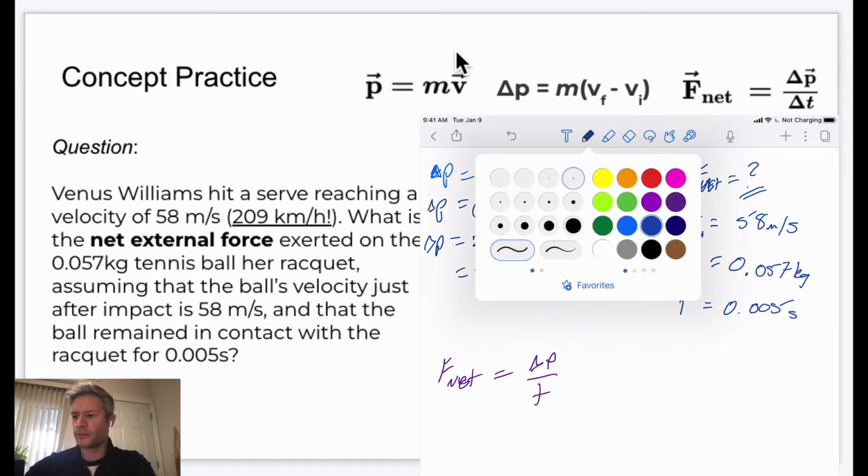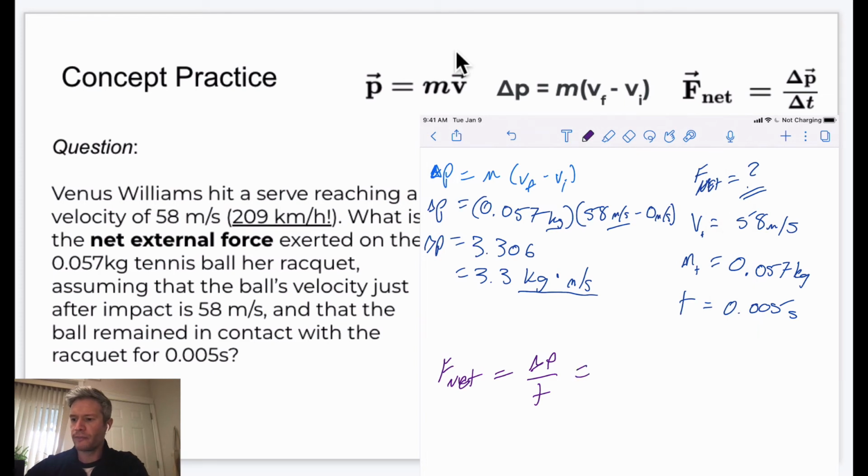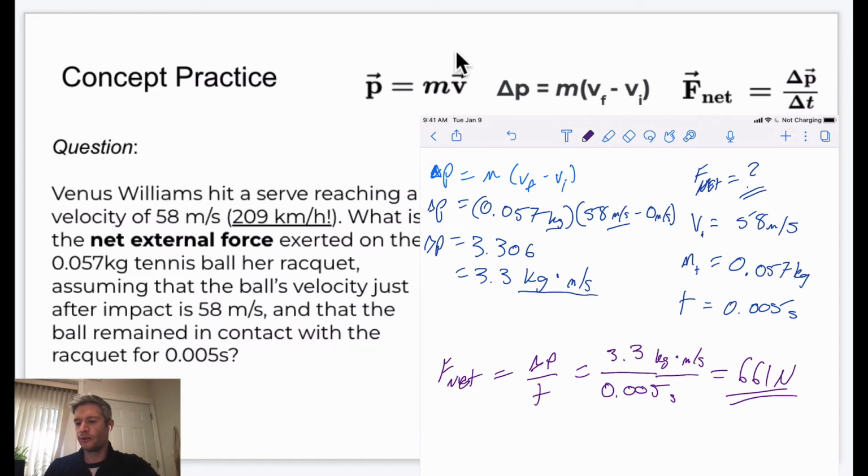So now we have more information that we need for the next part of the question, and we can carry that forward. So 3.3 divided by our time, which is 0.005 seconds, is kilogram meters per second. And once we calculate that out, we find that 661 newtons of force is being applied to the ball to get it moving at a speed of 58 meters per second. Okay.